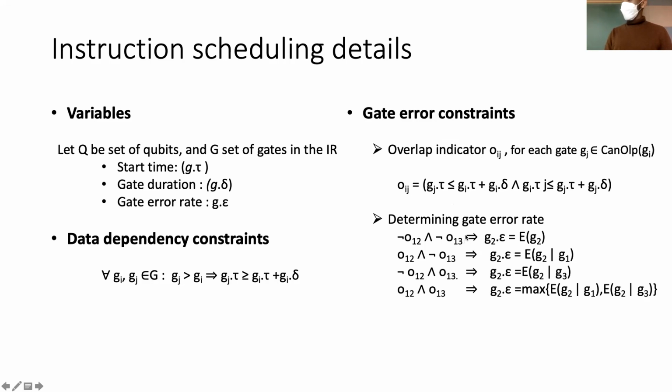So these are the constraints that show the gate error rate. For example, if we have three gates, G1, G2, and G3, and G1 is not overlapping with G2 and not overlapping with G3, then the gate error rate of G2 is determined accordingly. So the gate overlap of G2 is here.